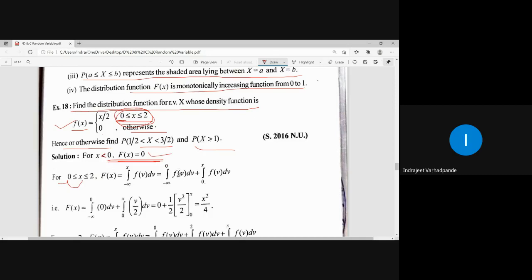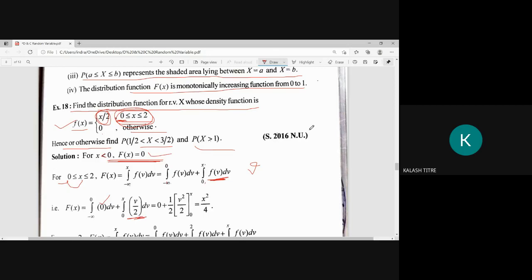And how is the integration done? From minus infinity to 0 the value is 0, and after that, for 0 to x, what will the value be? It is x by 2 for this interval. So instead of x, the variable of the function is v. So what function did I write here? v by 2. What is the integration of v? v square by 2. Clear?